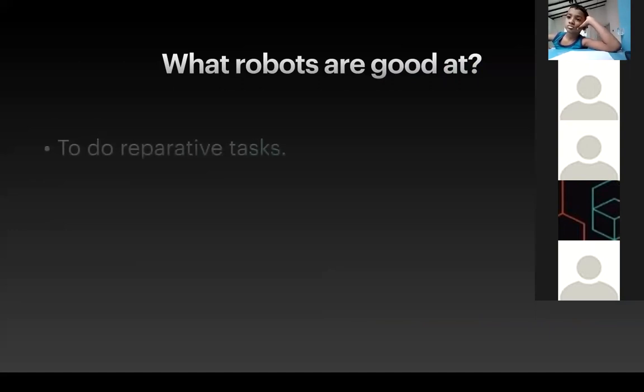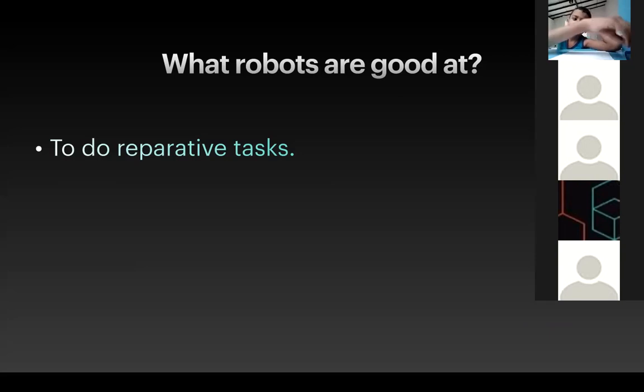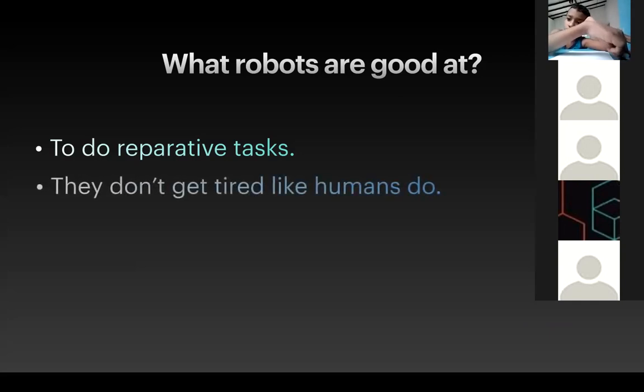So we'll see. Like I said, robots are good at doing repetitive tasks. It's not just that we use robots for repetitive tasks, robots are naturally good at doing repetitive tasks, right? The other thing is they don't get tired like humans do, right? So let's say it's a robot arm which is making a machine. People get tired, right? If you are moving our hands, if you are moving our legs.